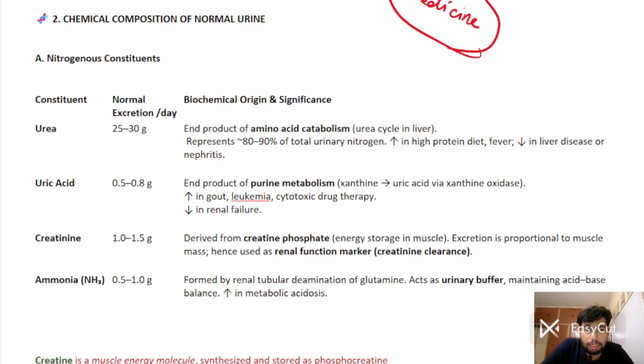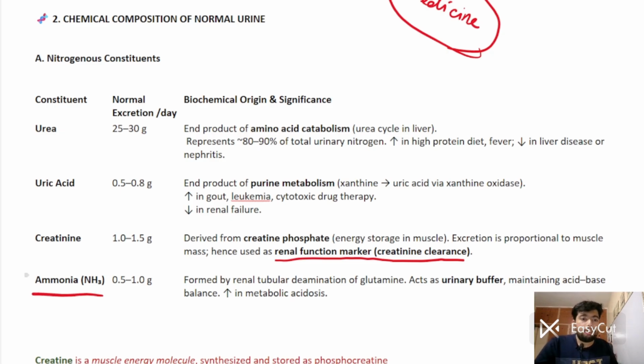Creatinine is 1 to 1.5 grams. It is derived from creatine phosphate, the energy stored in muscle. You can see there is a difference between creatine and creatinine, which I will discuss shortly. Excretion is proportional to muscle mass, and hence it is used as a renal function marker. Creatinine clearance, we will derive it. You will discuss this in the renal function test part in your biochemistry theory lectures.